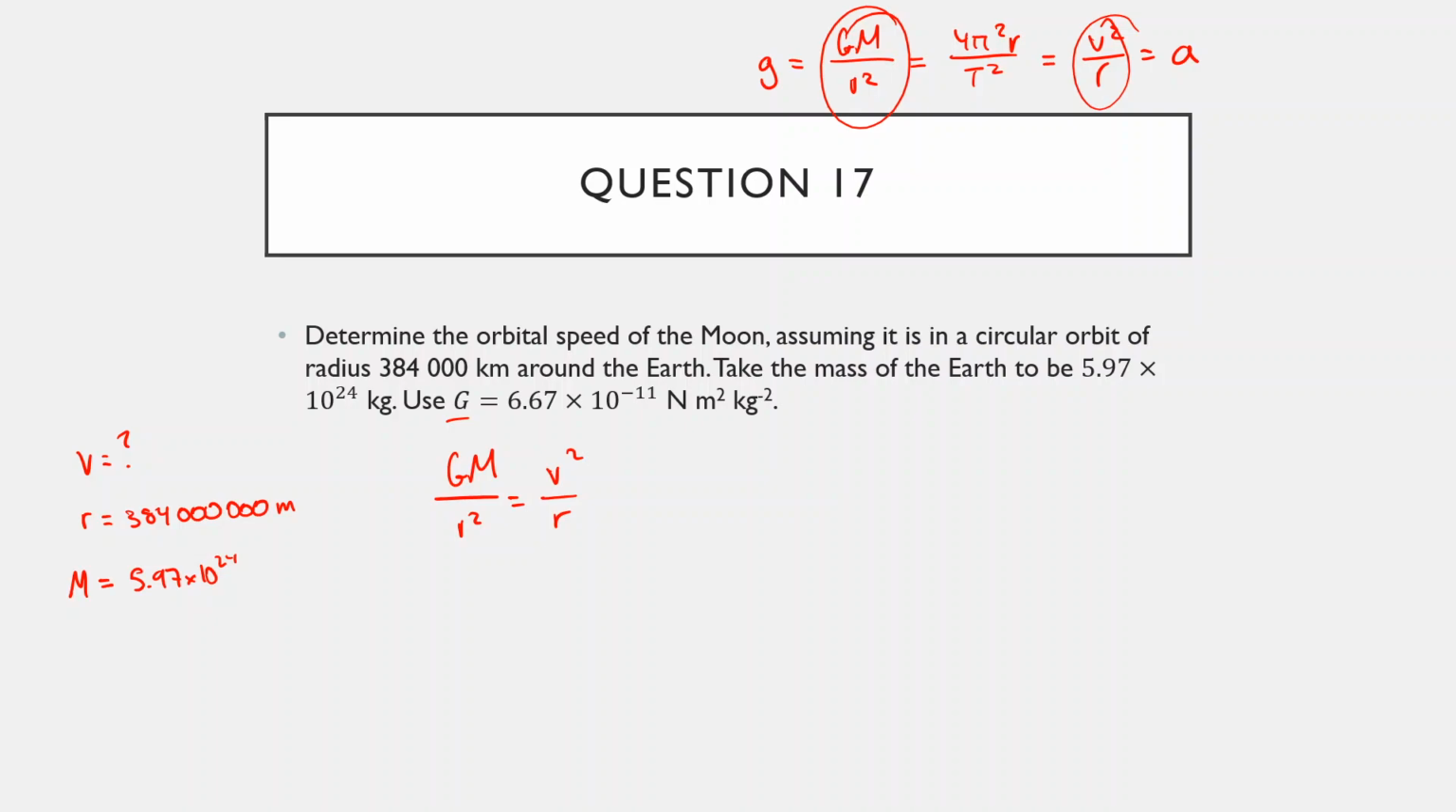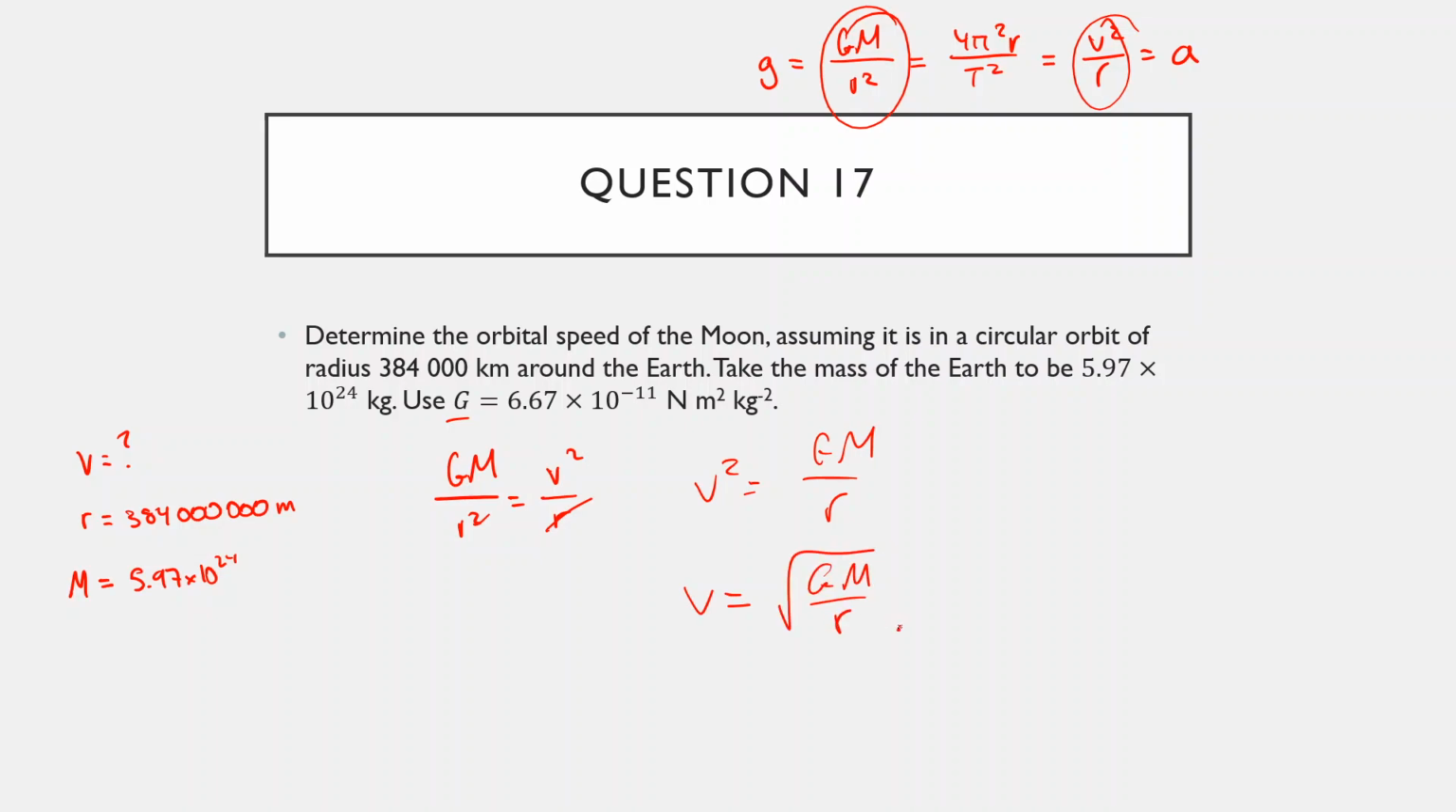Notice we can cancel out this R with one of the R's here. Because if I multiply that R across, there'd be an R on top that would cancel with the one on the bottom. So really it's V squared equals Gm on R. And so V equals the square root of Gm on R.